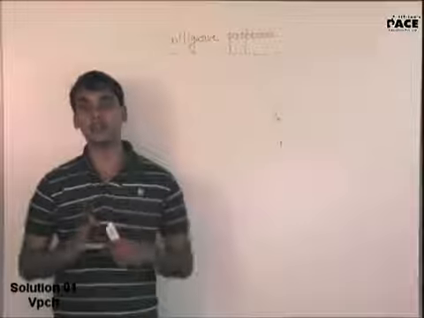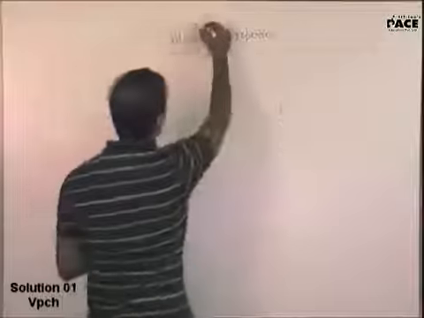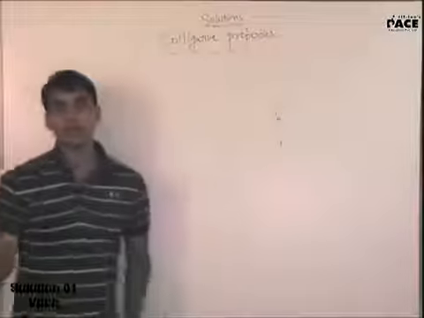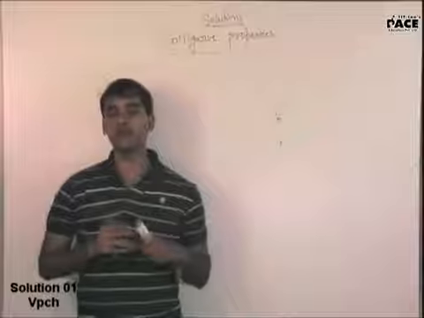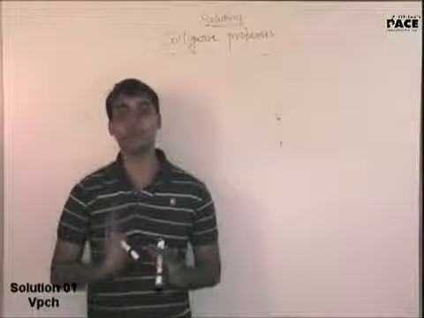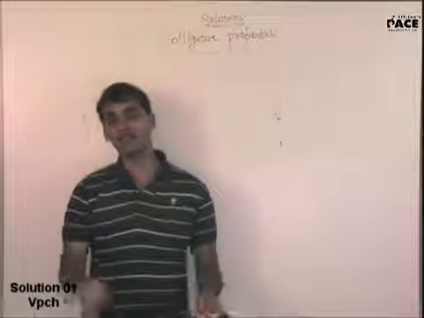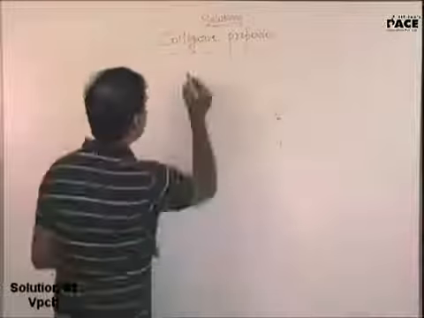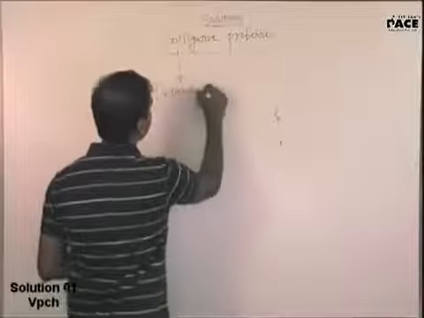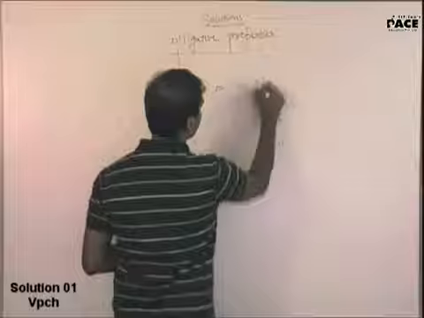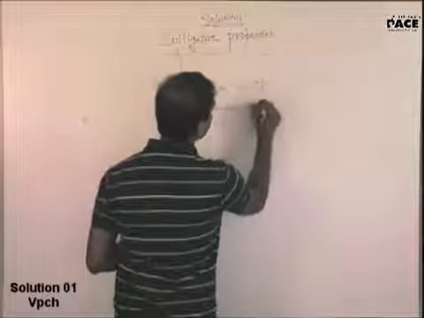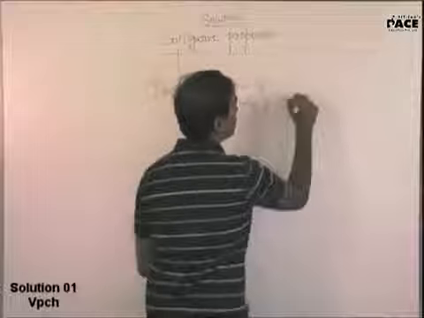See, the name of the chapter is solutions as such, but ideally the name should be colligative properties. Why colligative properties? What are colligative properties? The number of molecules or the number of moles of solute, not mass. Indirectly you can say mass also, but those properties which are dependent on number of molecules or moles of solute.